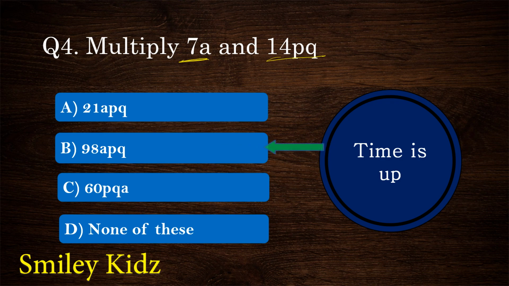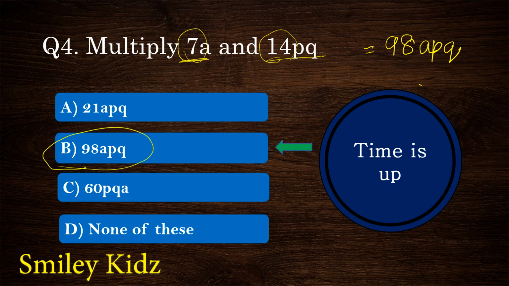Your time is up and the right answer is option B, 98apq. Multiply their coefficients. 7 multiplied by 14, which gives us 98, followed by the variables apq, which is equal to 98apq, which is option number B.